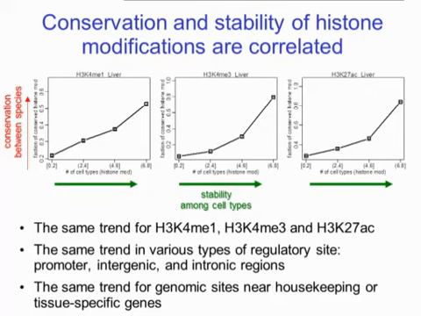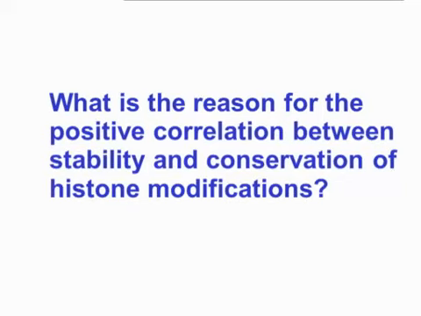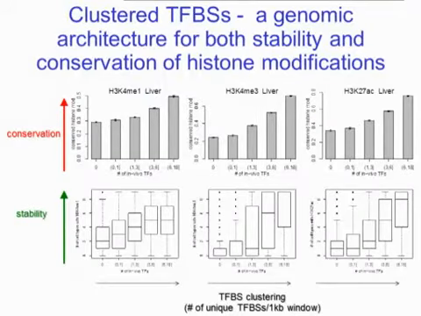You can clearly see that evolutionary conservation increases with stability for all 3 types of histone marks. This is true for promoter, intergenic, and intronic regions, and also for genomic sites near housekeeping genes or tissue-specific genes. So it's quite general. Then we ask the question: what is the reason behind the positive correlation between stability and conservation of histone modifications? We think that clustered transcription factor binding sites are the reason.